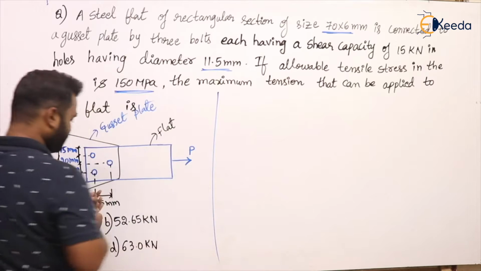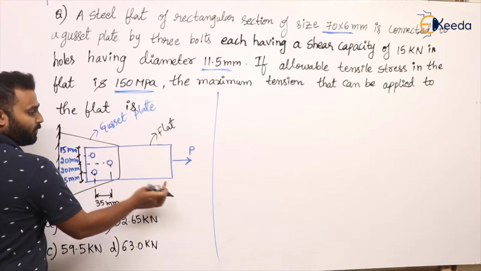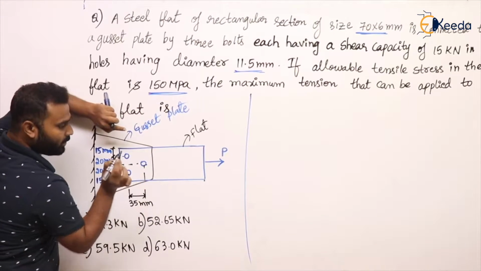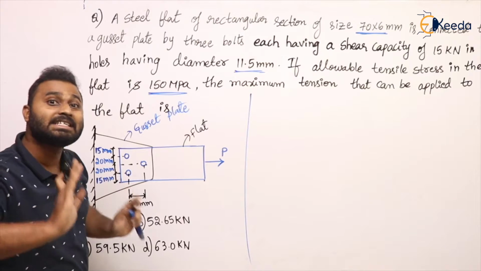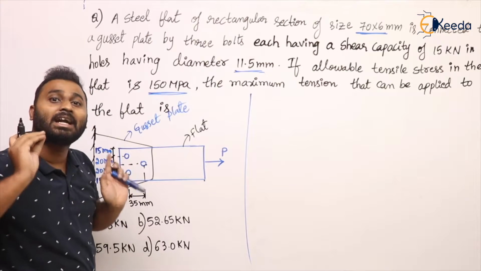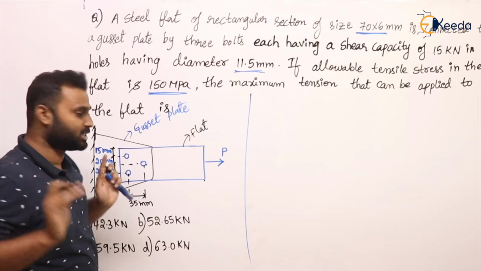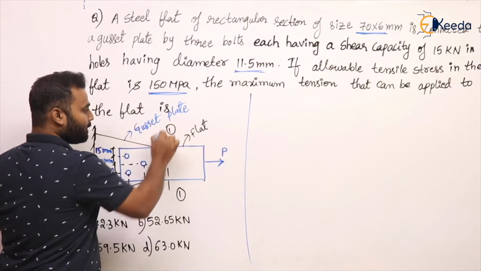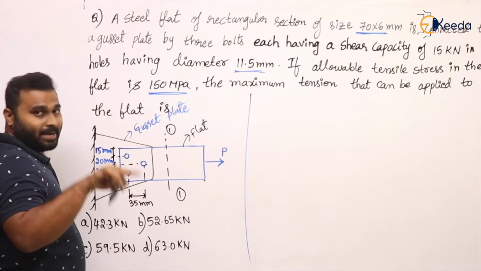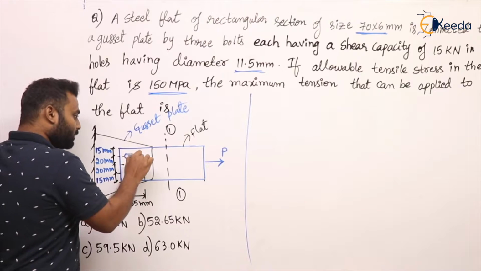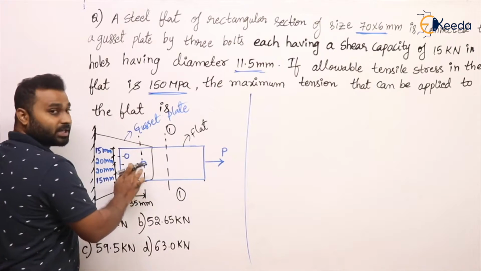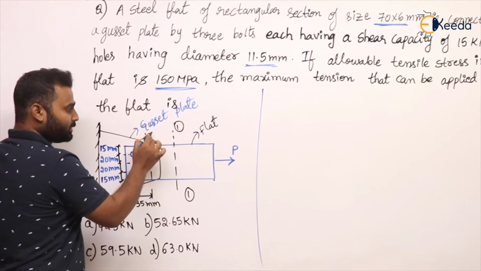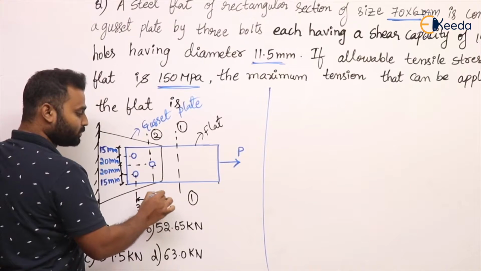See here. From this location to the beginning of the hole, the flat is intact. It means the flat cross-section area is undisturbed. Therefore, consider one section here. This is 1. Now at this location, one hole is made. It means the cross-sectional area of the flat at this location is not similar to the previous location. So let us consider this as 2.